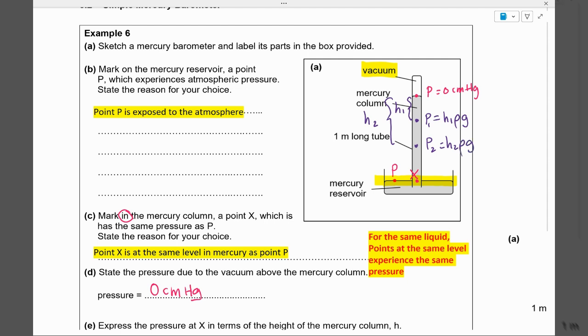If I want to measure atmospheric pressure, I need to go all the way from the top to this surface over here, because remember we said that this surface is where P is exposed to the atmosphere. Therefore the height that we need to measure is from the surface of your mercury reservoir all the way to the top of your mercury column. I'm just going to label this as H.